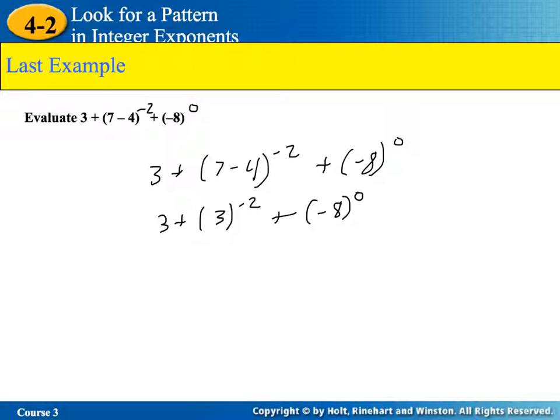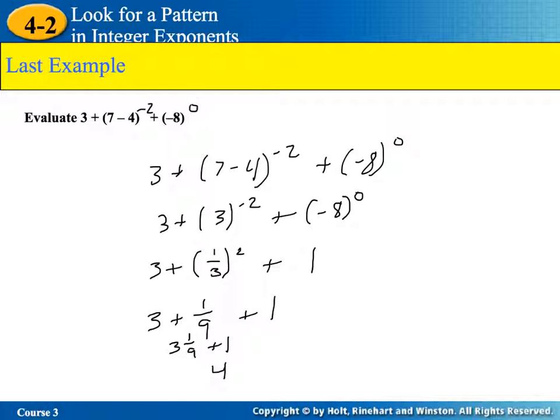Then, what is 3 to the negative second? 3 plus, well, that's the same thing as taking 1/3 to the second power. Plus negative 8 to the 0 is 1. Any number to the 0 power, 1. Okay, what is 1/3 to the second power? So I get 3 plus 1/9 plus 1. Add from left to right. I get 3 and 1/9 plus 1. My answer, 4 and 1/9.